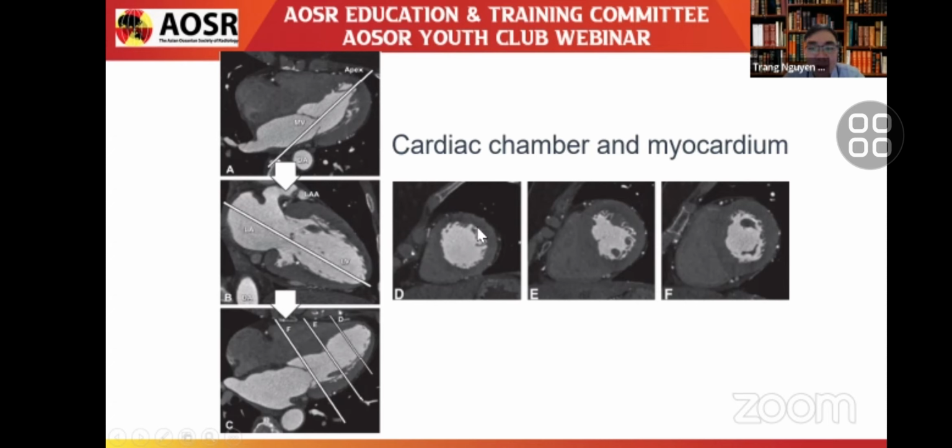And in this area, we can find the myocardium here is thinner in comparison with the other one, and with hypodensity, the endocardial, like the area of the LAD.